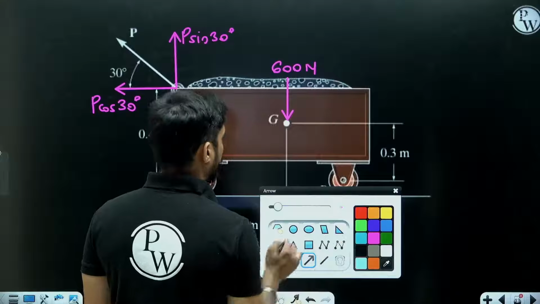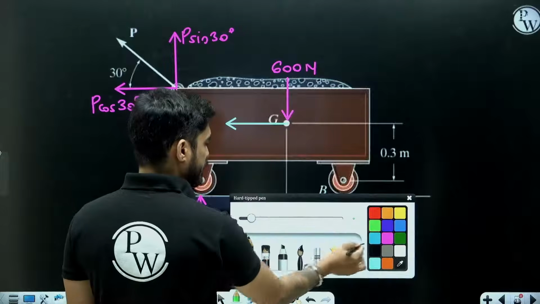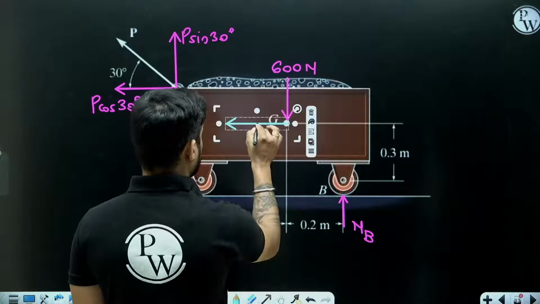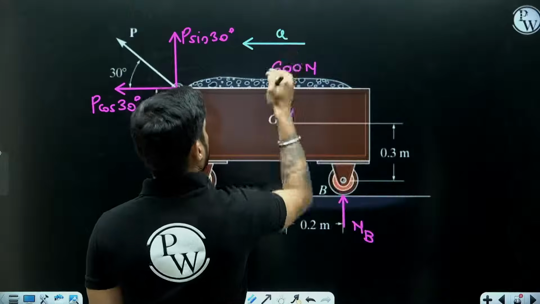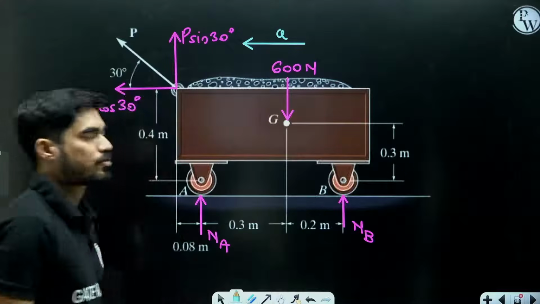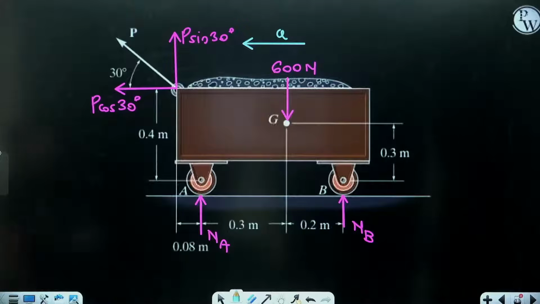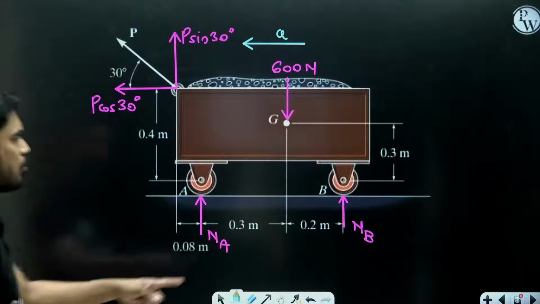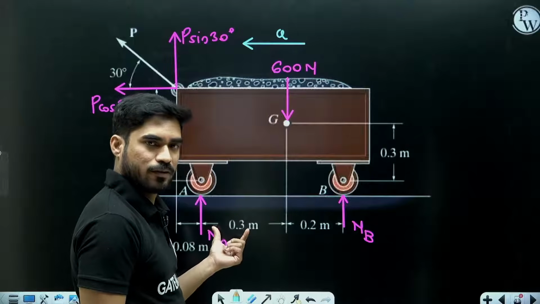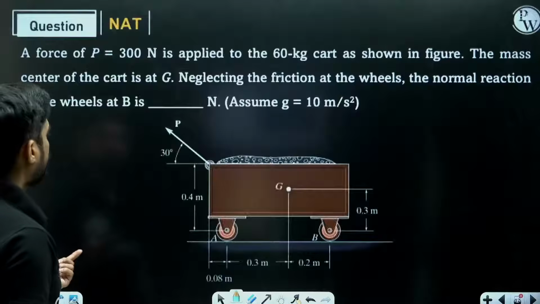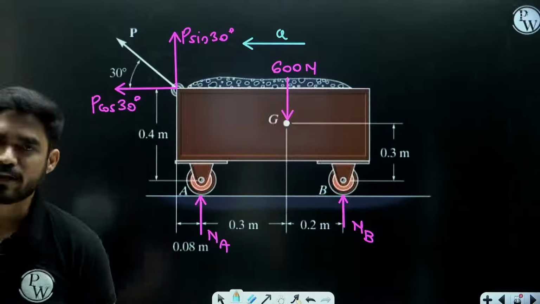See, this body will start moving in this direction with an acceleration A. There will be no motion in y direction. So summation of Fy will be 0. But that is not going to give you the value of this reaction. Why? Because there is another reaction Na. So you will not get Nb directly from summation of Fy equal to 0.